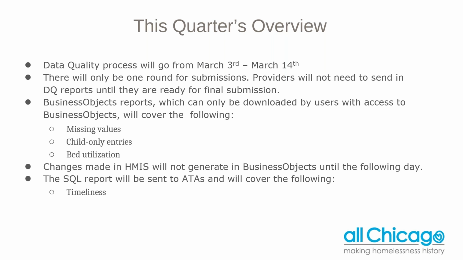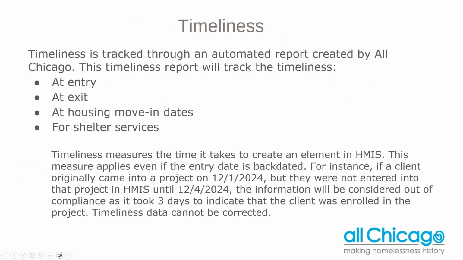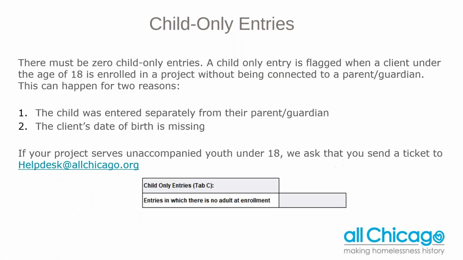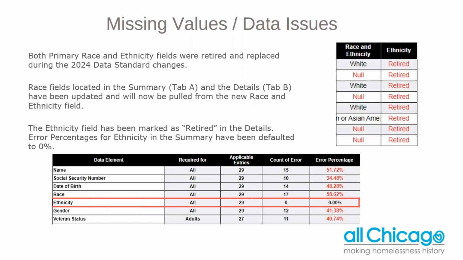So there's a couple of things, right? So I could go back to that slide really quick. Okay, so there's 2 things when it comes to the ethnicity column on the summary and on the details. On the details, it's going to say retired. On the summary, it's going to have a 0% for that measure. So this isn't going to be counted towards the project in any regard.